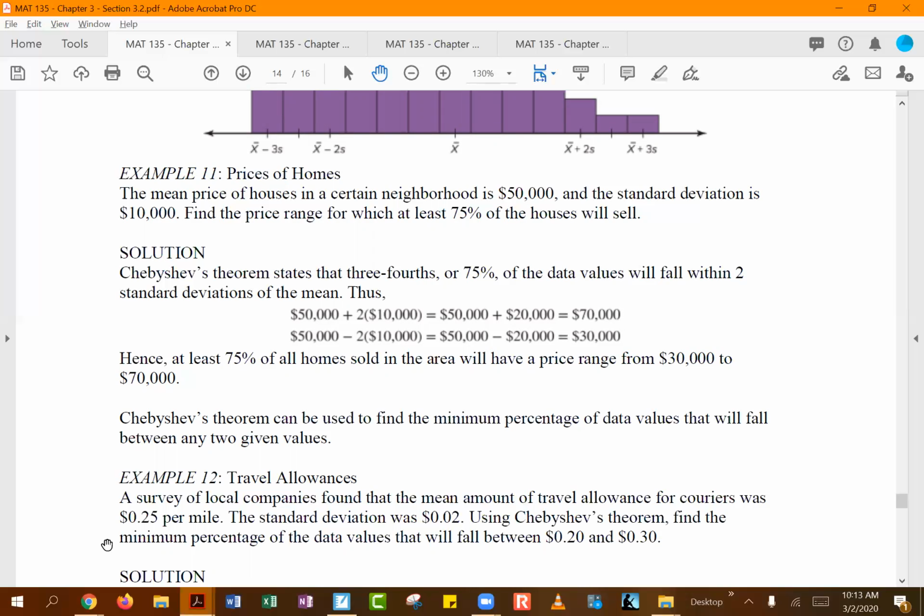And again, remember, since they told us specifically to find 75% of the values, that's why you are using the 2 standard deviations, okay? So you kind of have to be careful about that. So basically they are saying that 75% of all homes sold will range from the prices of 30,000 to 70,000. Obviously they're not talking about Colorado here, are they? At those kind of prices there. So again, guys, since they told us 75%, that's why we did 2 standard deviations above and below the mean calculation.